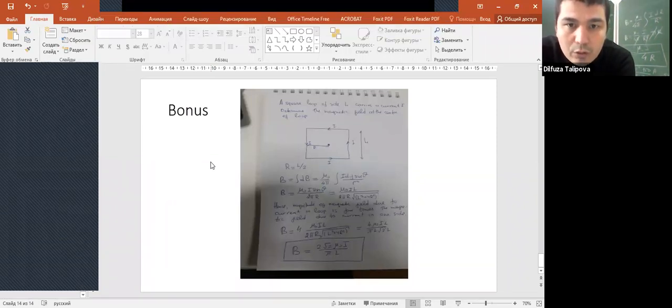So we have a square loop of side L that carries a current I. Determine the magnetic field at the center of the loop. So the magnetic field is equal to 2 multiplied by square root of 2 multiplied by mu 0 multiplied by current divided by pi L. The final answer is here.